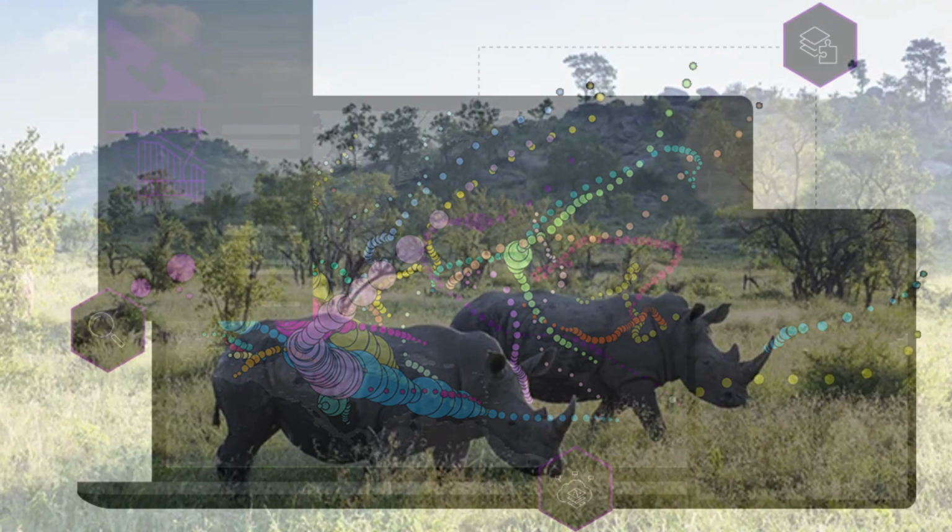Conservation managers use this intelligence to evaluate the effectiveness of protection measures, understand species distributions, and make data-driven decisions that enhance biodiversity within protected landscapes.